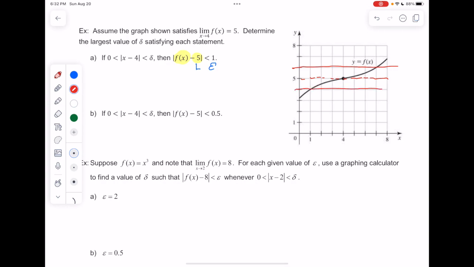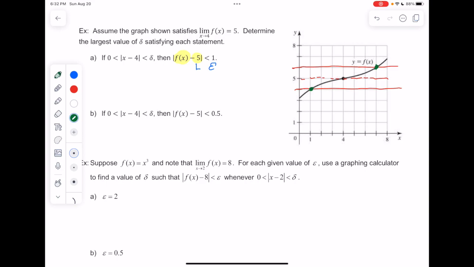let's take the limit 5 and draw that, and then let's draw a line that's 1 unit above and 1 unit below. And we're being challenged, can you make sure that the height of the graph stays in between those two horizontal lines? And the idea should be, well, as long as we stayed between this point and this point on the graph, we're always staying between the red lines.